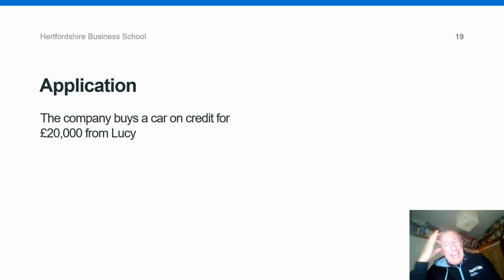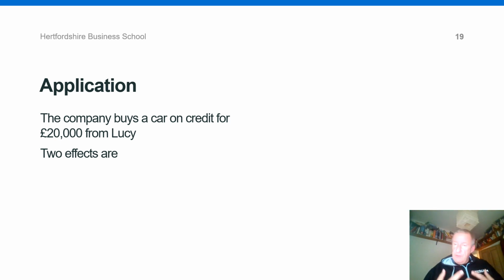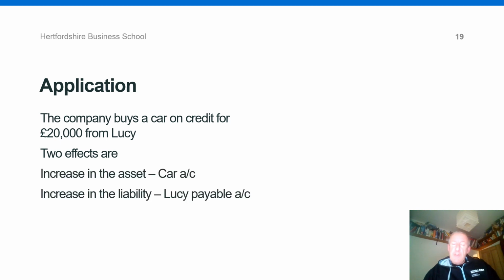Let's have a look at another application. Again, a simple transaction. The company's buying a car, buying an asset. Doesn't pay for it though. Buys it on credit. £20,000. So you've got a sum of money, and we're buying it from Lucy. So this one transaction has 2 effects. The company's now got an asset, it's got a car, and the company now owes Lucy some money. So that's an obligation. So those are the two effects.